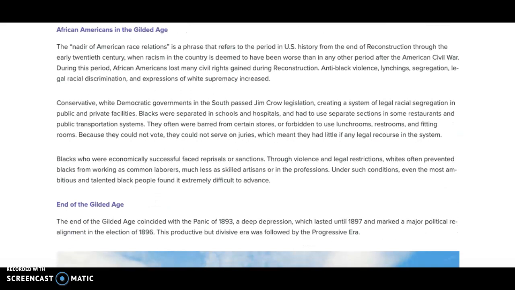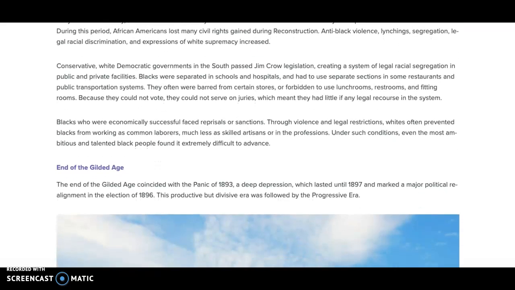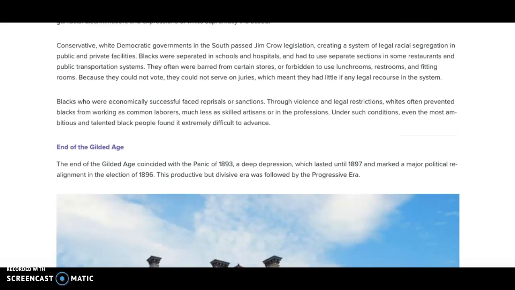African Americans in the Gilded Age. The nadir of American race relations is a phrase that refers to the period in U.S. history from the end of Reconstruction through the early 20th century, when racism in the country is deemed to have been worse than in any other period after the American Civil War. During this period, African Americans lost many civil rights gained during Reconstruction. Anti-Black violence, lynching, segregation, legal racial discrimination, and expressions of white supremacy increased.